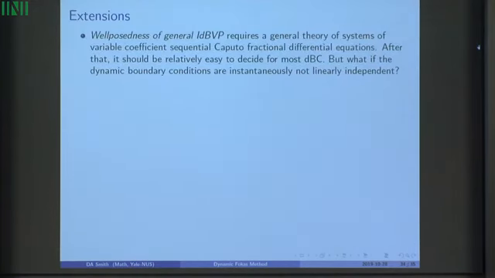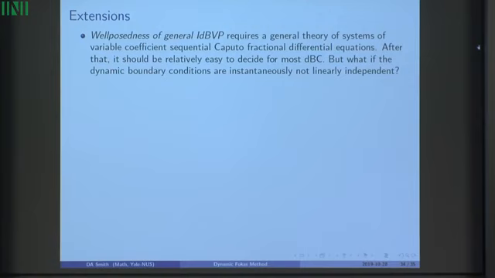OK, so very briefly, I will mention a few possible extensions to this work. So the well-posedness for those general problems is going to require a general theory for systems of variable coefficient sequential Caputo fractional differential equations, which at least I don't know, I think is not known. After that, it should be relatively easy to decide well-posedness for any dynamic boundary conditions.